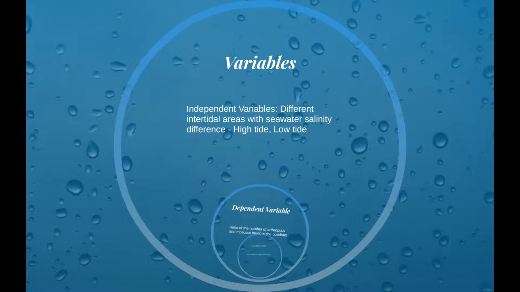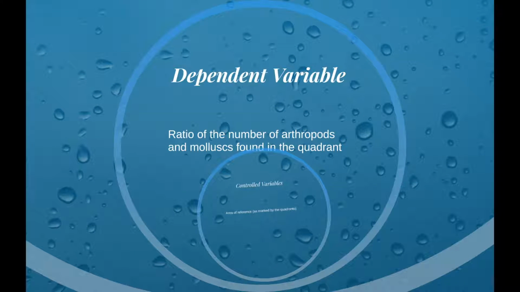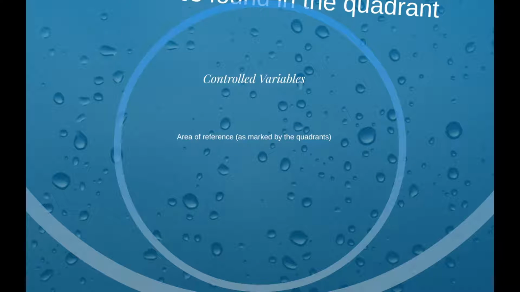For our independent variables, we have the different intertidal areas with seawater salinity differences: high tide and low tide. For our dependent variable, we have the ratio of the number of arthropods and mollusks found in the quadrant. For our control variables, we have the area of reference marked by the quadrants.